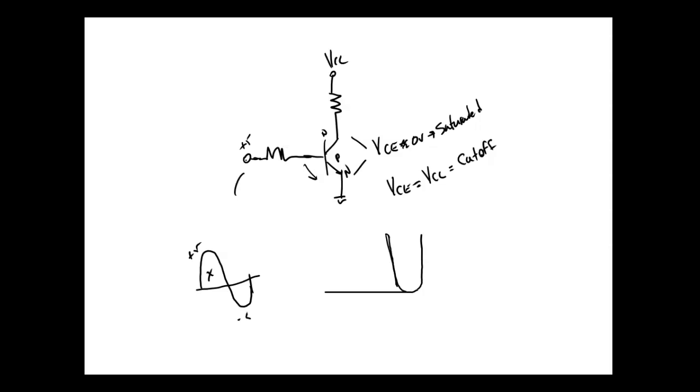What would happen during the negative alternation? So this would be minus 5. This would be plus. So I got a plus on my emitter. I got a minus on my base. So what would happen? It would cut off. So when it's cut off, it drops the voltage. So what I would only do is I only get half of the alternation.